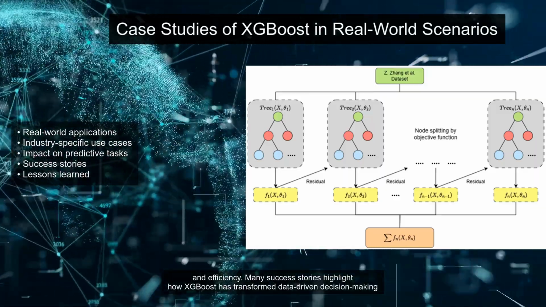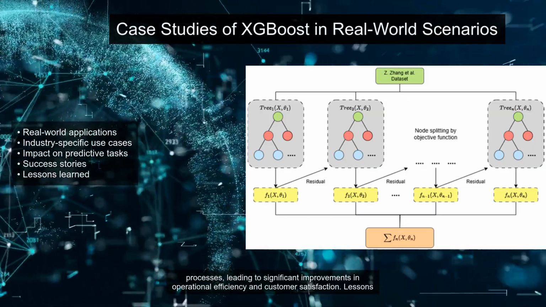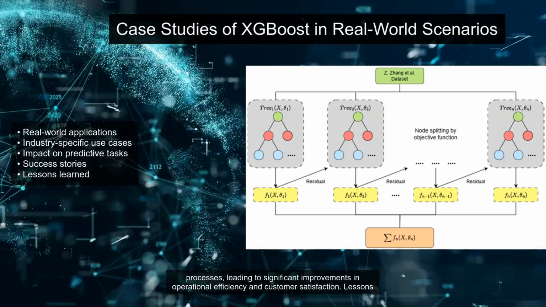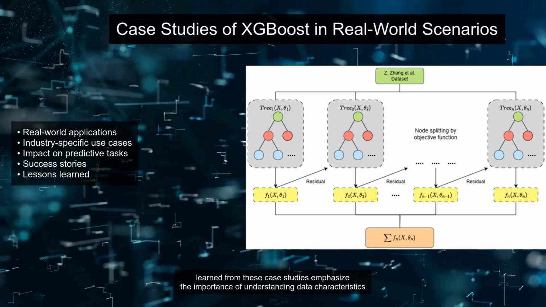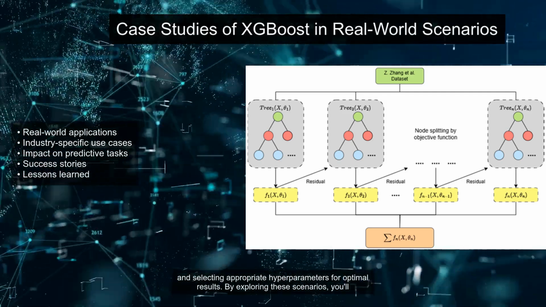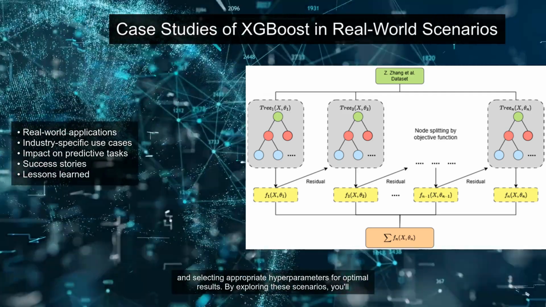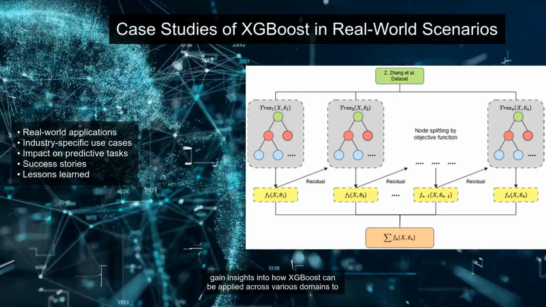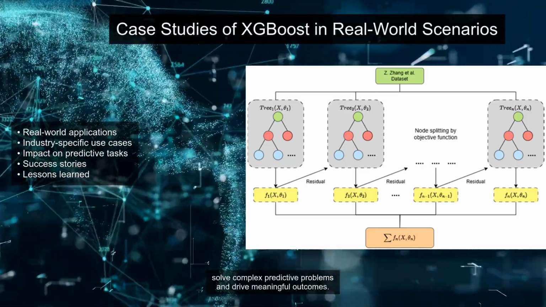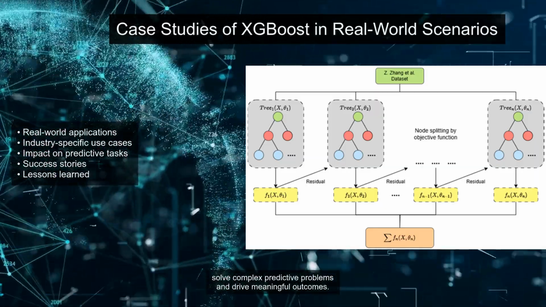Many success stories highlight how XGBoost has transformed data-driven decision-making processes, leading to significant improvements in operational efficiency and customer satisfaction. Lessons learned from these case studies emphasize the importance of understanding data characteristics and selecting appropriate hyperparameters for optimal results. By exploring these scenarios, you'll gain insights into how XGBoost can be applied across various domains to solve complex predictive problems and drive meaningful outcomes.